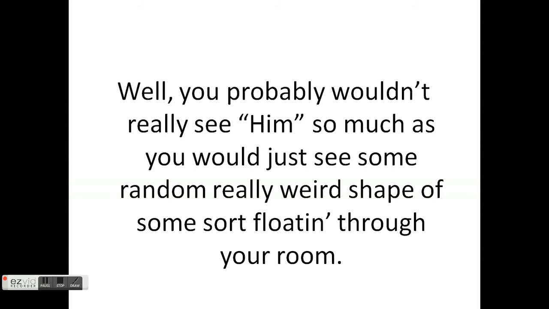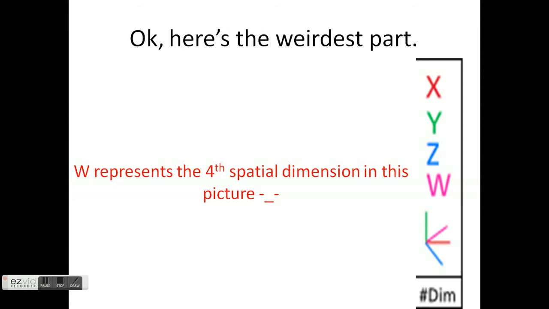Here's the weirdest part. W represents the fourth spatial dimension in this picture. As you can see, X is the first dimensional being's line of sight, Y is the second dimensional being's line of sight, Z is the third dimensional's, and W is the fourth dimensional's.